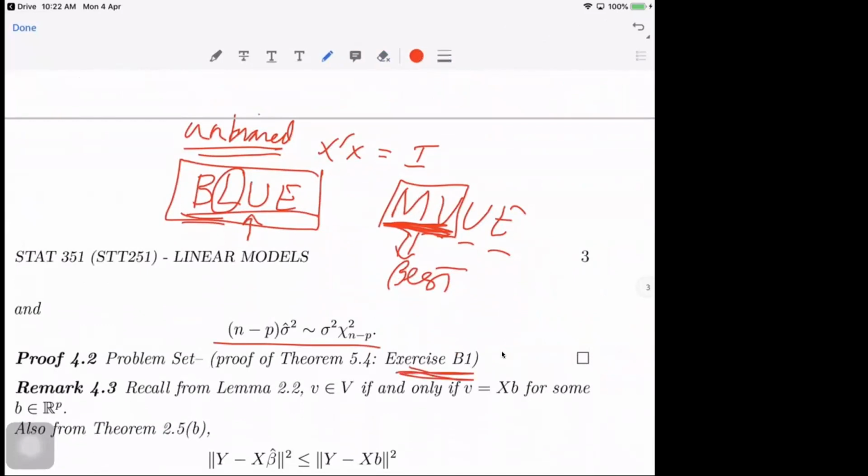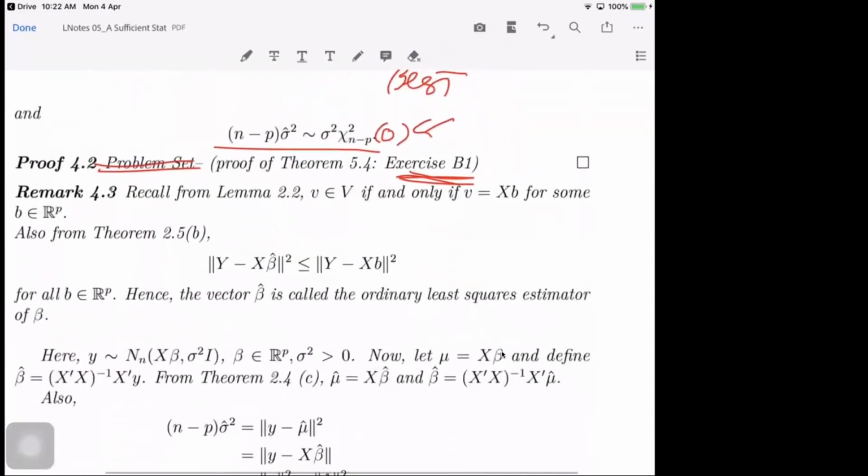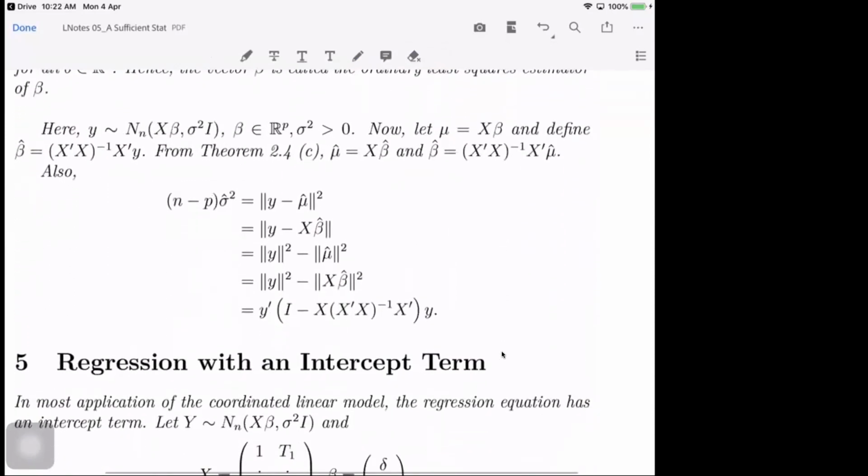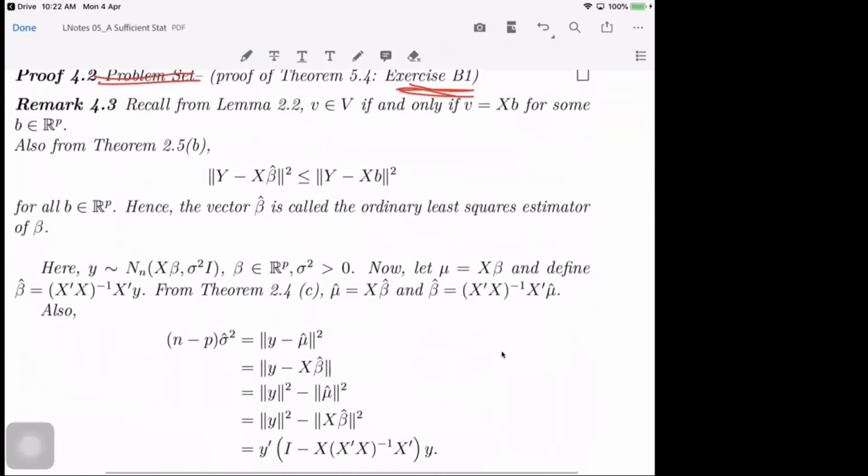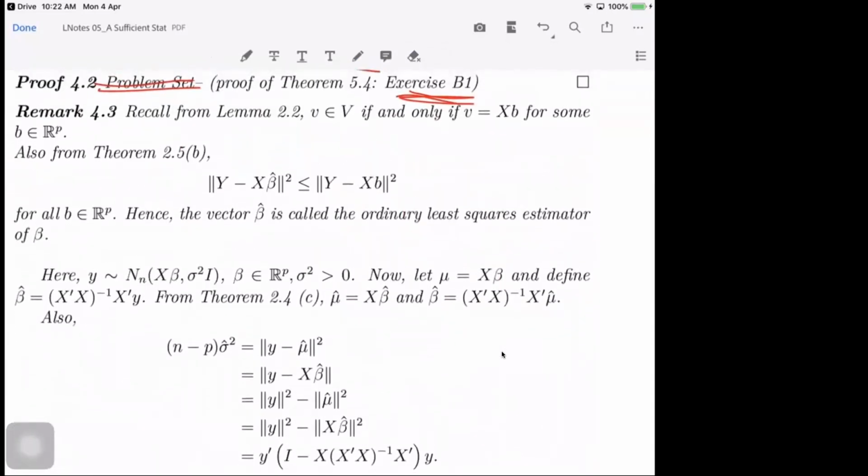This is actually exercise B1 in the book, but I will not assign that as problem set anymore. You study for chapter 3 first. Okay, so this is non-central. Non-central, central chi-square. So let me end by this remark.